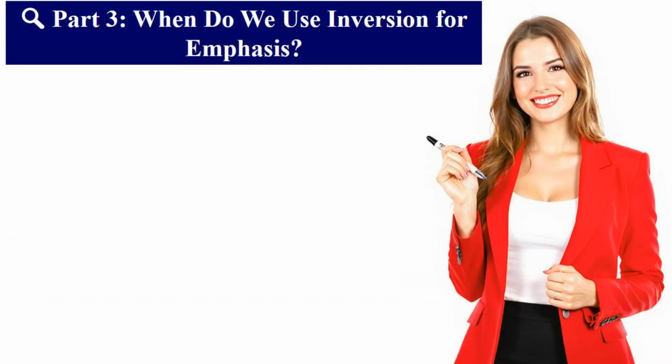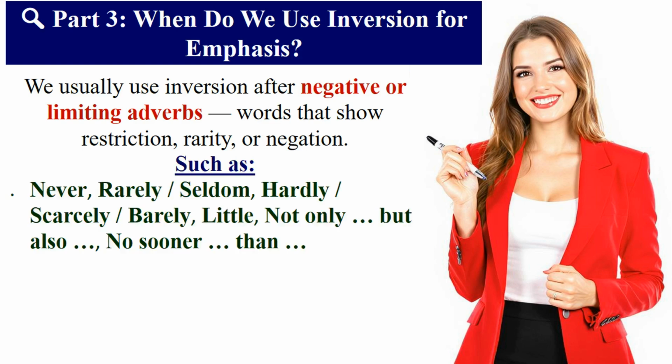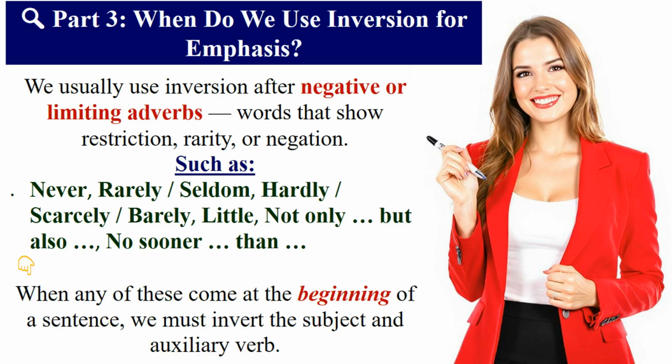Part 3. When do we use inversion for emphasis? We usually use inversion after negative or limiting adverbs, words that show restriction, rarity, or negation. Here are the most common ones: never, rarely, seldom, hardly, scarcely, barely, little, not only, but also, no sooner than. When any of these come at the beginning of a sentence, we must invert the subject and auxiliary verb. Let's look at some examples together.